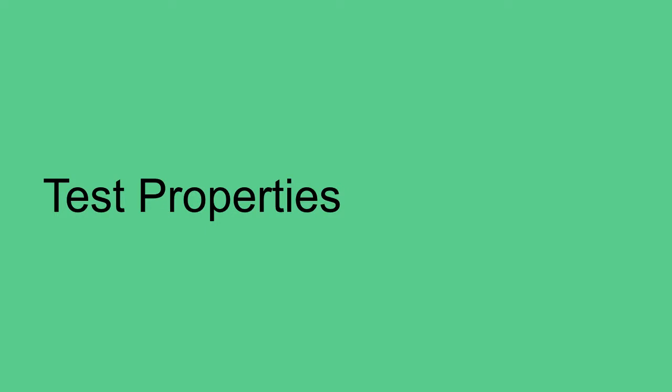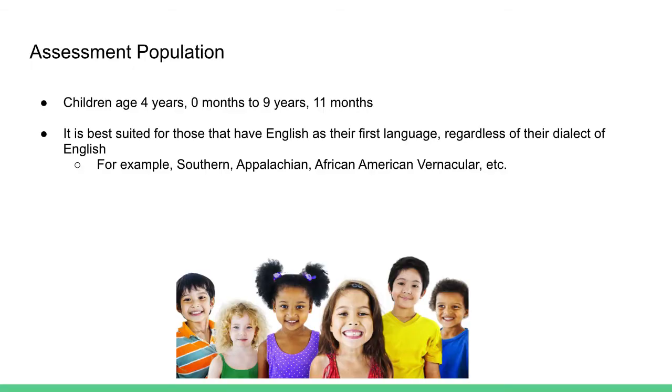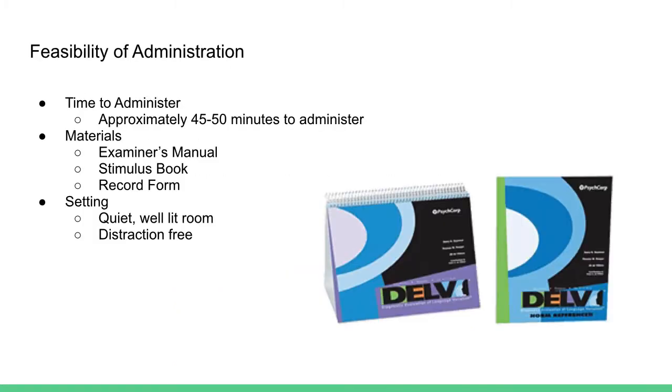Now we will discuss the properties of the test. The norm-referenced assessment was determined best fit for children from age 4 to age 9 years, 11 months. It is also noted that, although it is suitable for any English dialect, it is best suited for children that have English as their first language. The norm-referenced assessment takes about 45 to 50 minutes to administer. The test has corresponding materials that include an examiner's manual, a stimulus book with all the picture items for the test, and a record form. It is important that this test be administered in a quiet, well-lit room with no distractions.